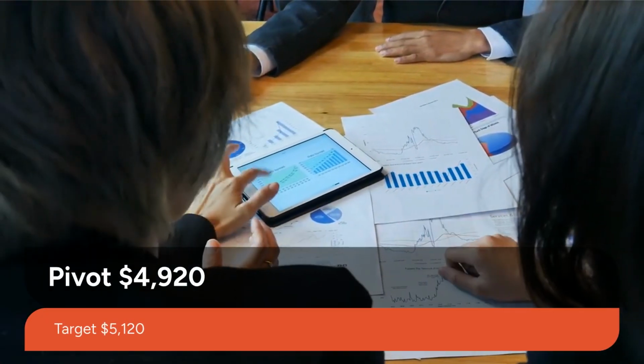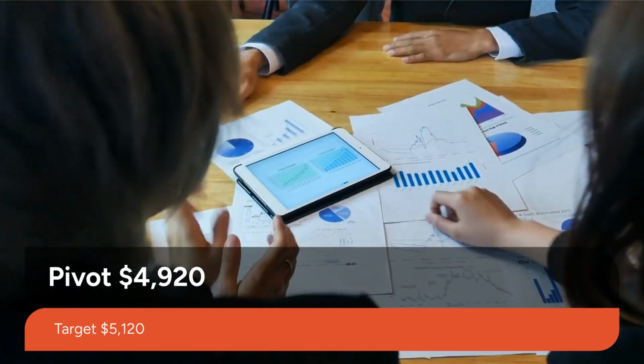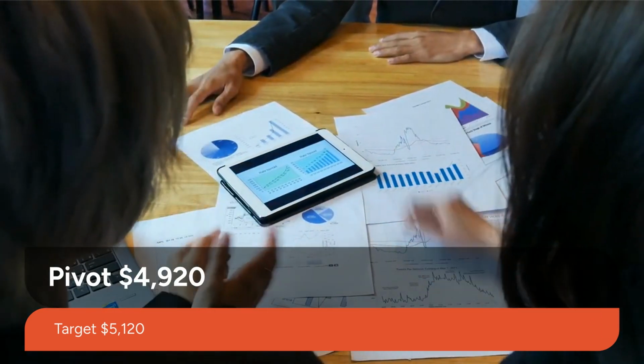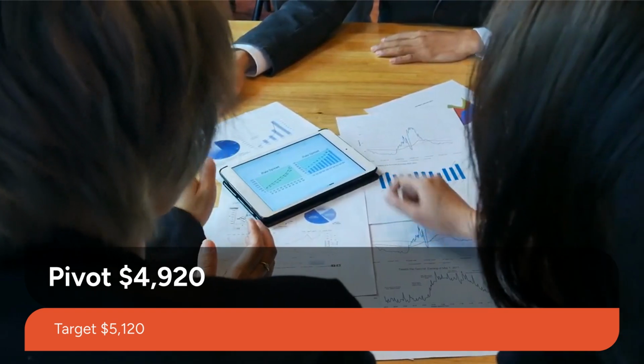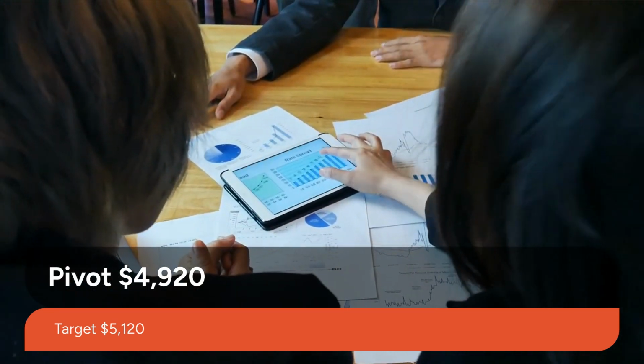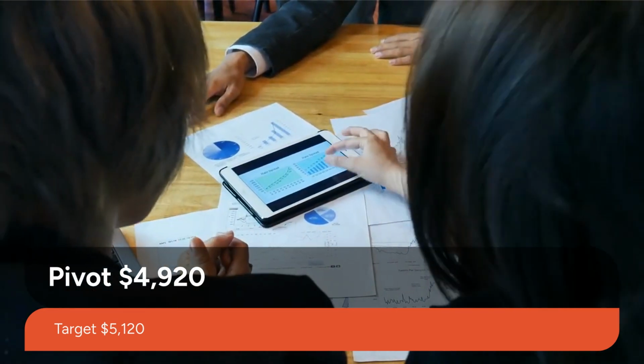Technical reference levels identify a pivot point at $4,920. Immediate support is observed near $4,870 and $4,800, while resistance toward $5,120 represents a key reference zone. The broader rising price structure remains intact.